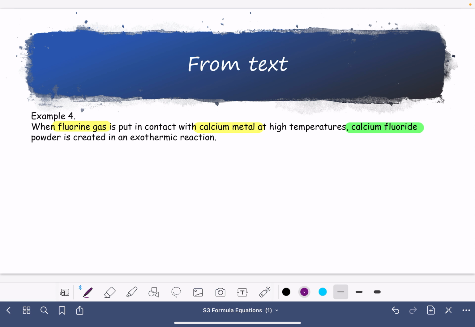So we're going to write down our word equation. Now, we don't need to put the words like gas or metal or anything like that into our word equation. Only the names of elements and compounds, i.e. only things that we can write formula for. So our word equation then: fluorine plus calcium becomes calcium fluoride.